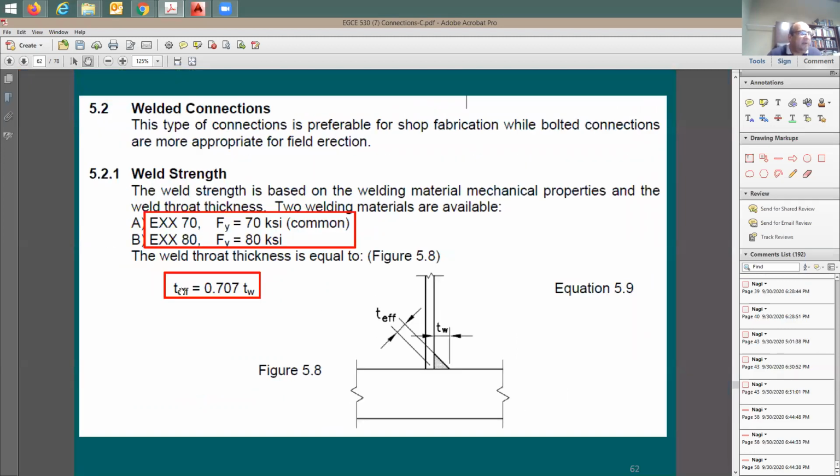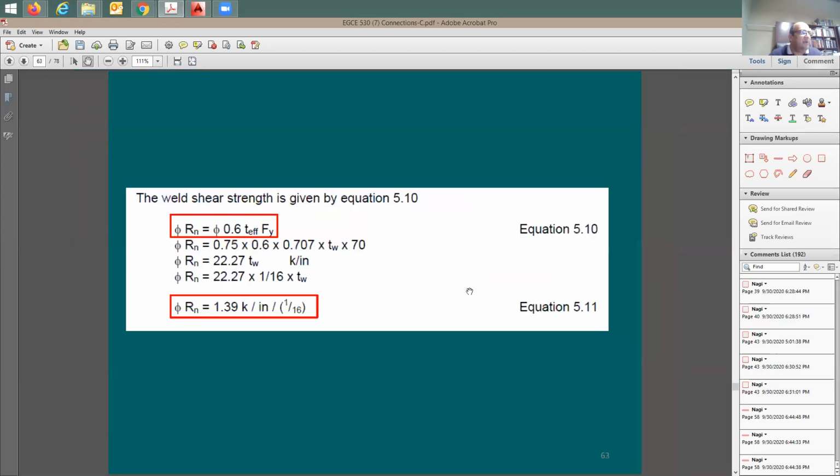I have one simple equation here to do the analysis for this, and here's a simple equation. I'm going to go here to the next page. This is going to be your equation here to figure out the weld strength.